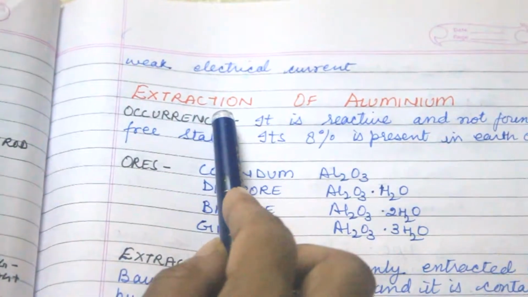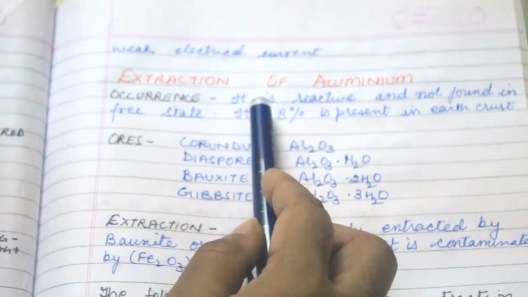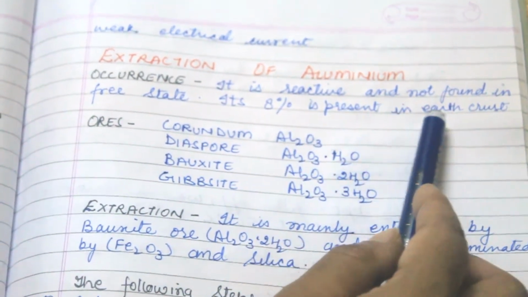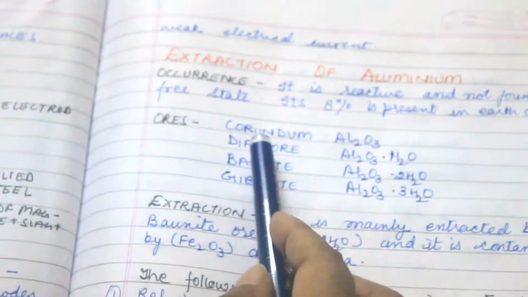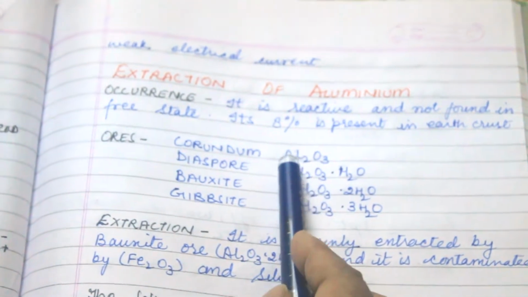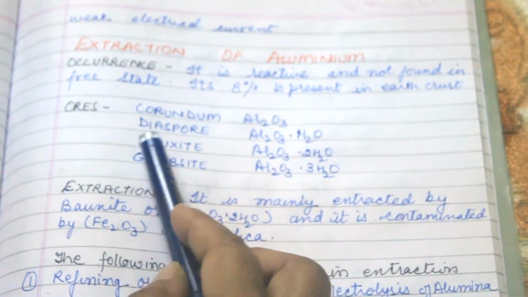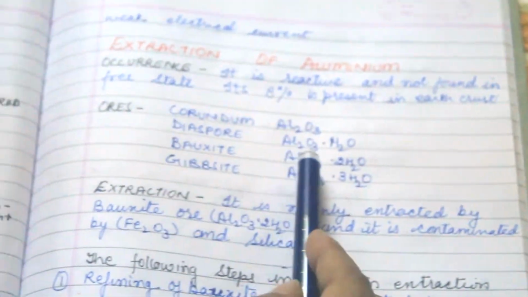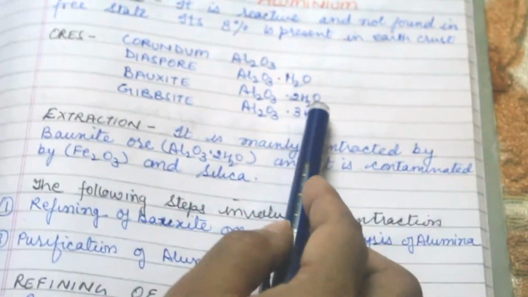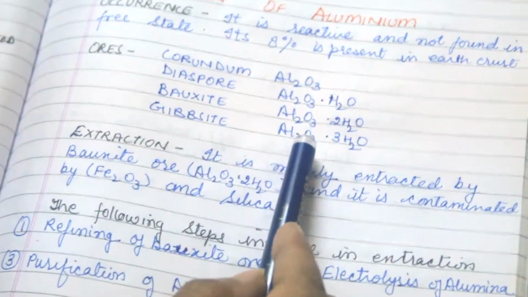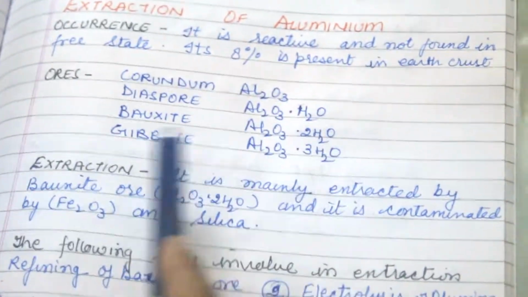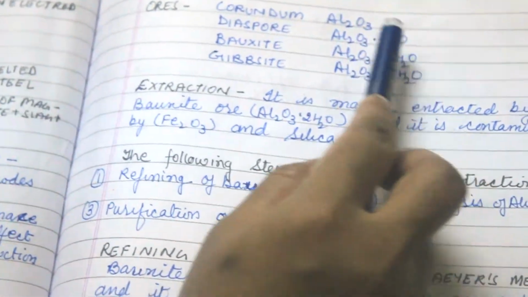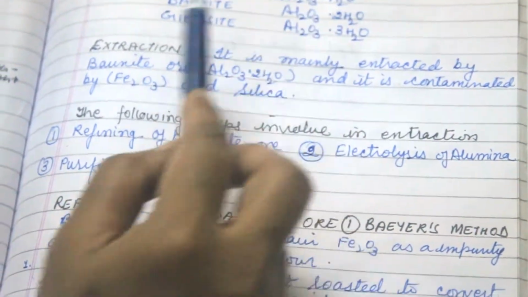Now next is extraction of aluminium. Occurrence: it is reactive and not found in the free state. It is 8% present in the earth's crust. Ores: corundum, that is Al2O3; diaspore, that is Al2O3.H2O; bauxite, Al2O3.2H2O; gibbsite, Al2O3.3H2O. In these, only the molecules of H2O change. The rest of the formula is the same.